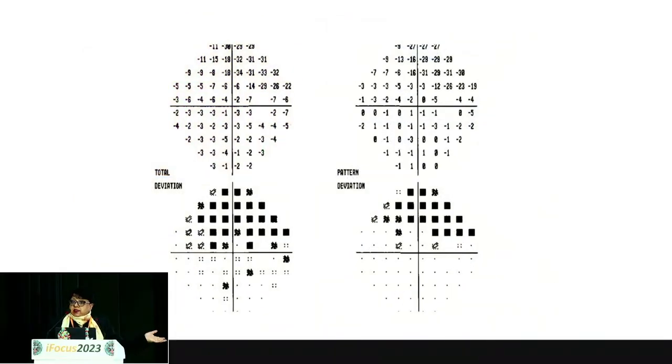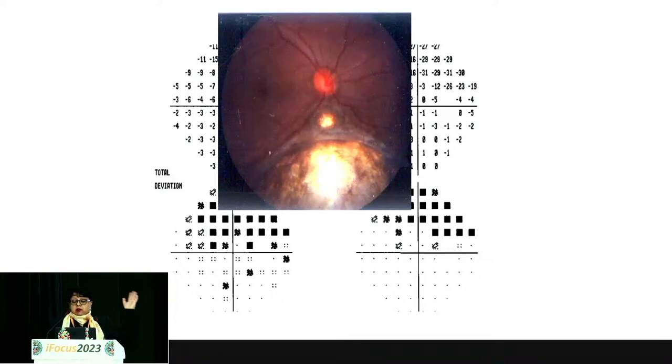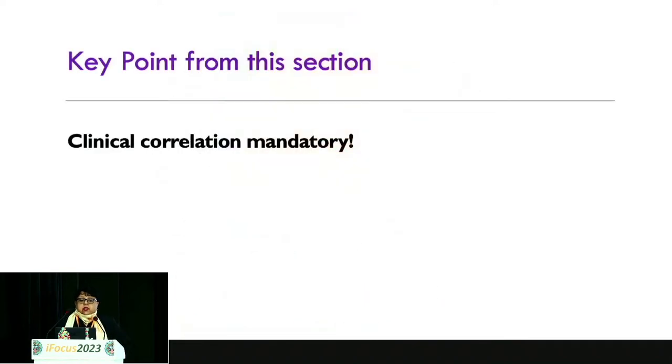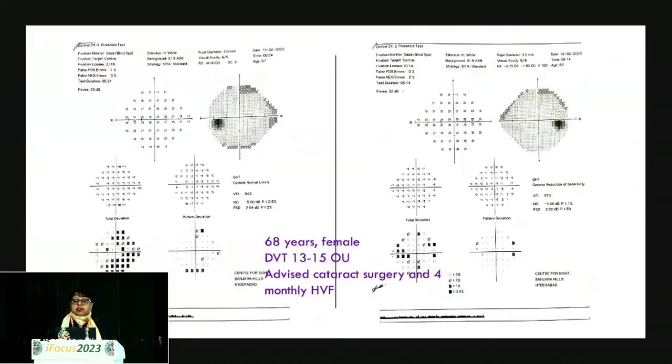How about this one? Again, it satisfies Anderson's criteria, although I have not given you the full printout, but it's because of a coloboma. So you don't just pick up a field printout and say this is glaucoma. The key takeaway from this section is that clinical correlation is mandatory.